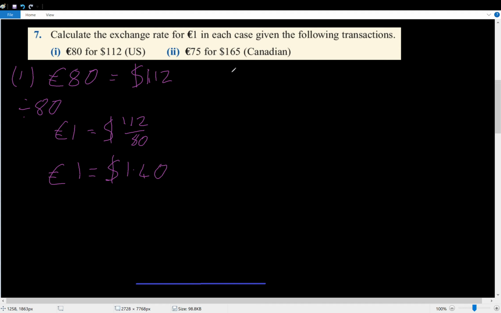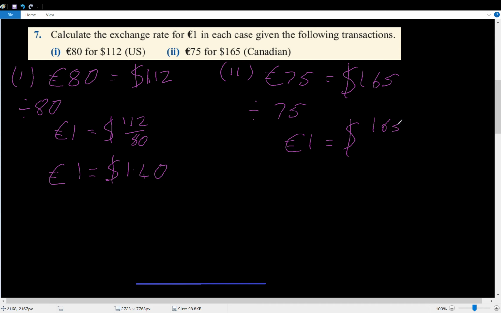We're going to follow the exact same process for part 2, where we have €75 is equal to 165 Canadian. But we want to find out how much €1 is worth. So we divide both sides by 75. So we get €1 is equal to, and then the dollars is going to be 165 divided by 75, which means that €1 is going to be equal to $2.20 Canadian. And that is that.